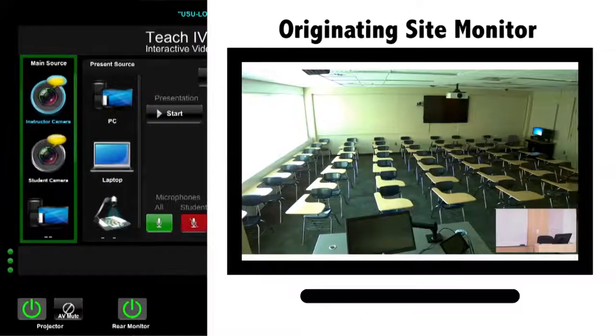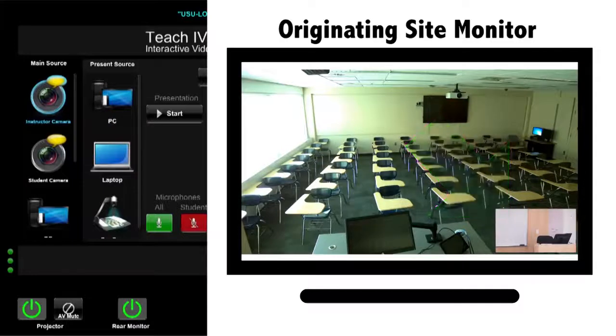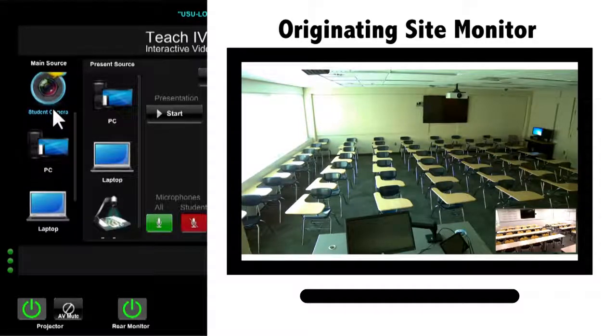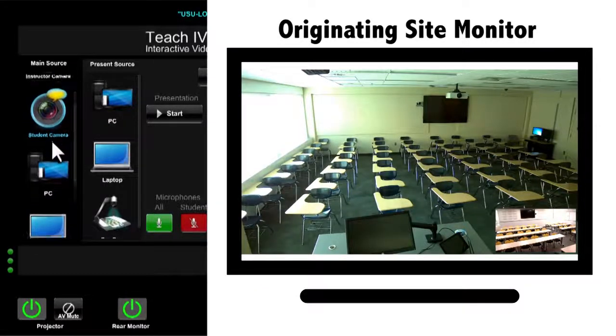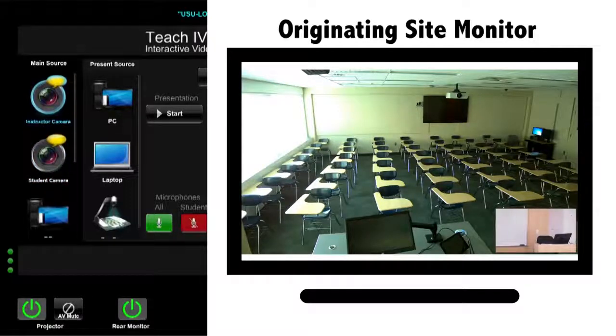The main source, as the name implies, is the main source that's always being broadcasted out. Some of the common main sources available in most rooms include the instructor and student cameras, the classroom PC, and laptop. Usually we'll want either the instructor or student camera selected as the main source.